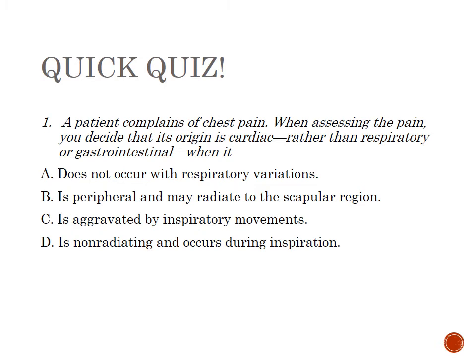Here we go, we have a question. A patient complains of chest pain. When assessing the pain, you decide that the origin is cardiac rather than respiratory or GI when: A, it does not occur with respiratory variations; B, it is peripheral and may radiate to the scapular regions; C, it is aggravated by inspiratory movements; D, it is non-radiated and occurs during inspiration.